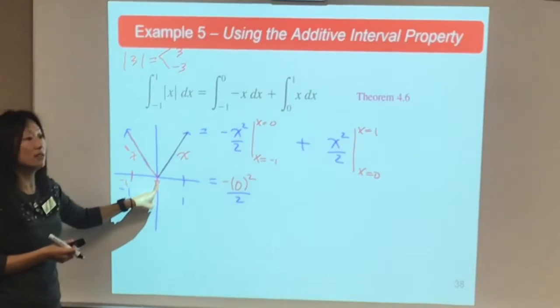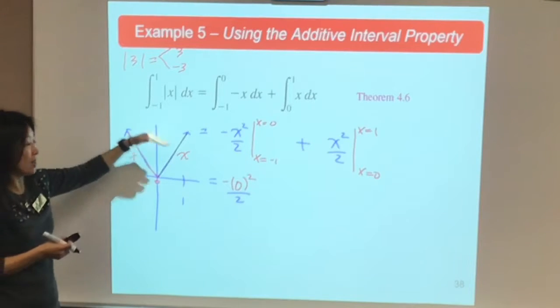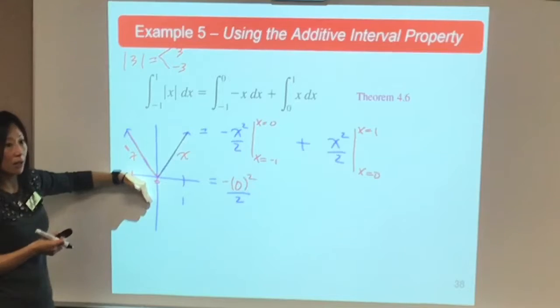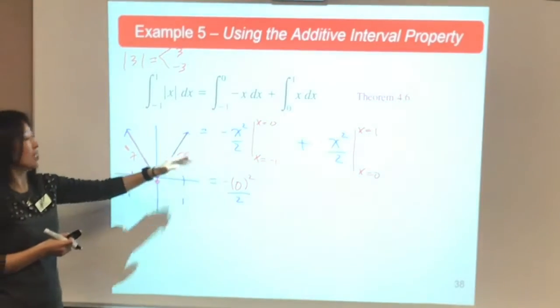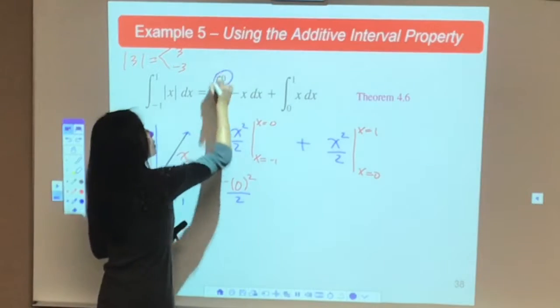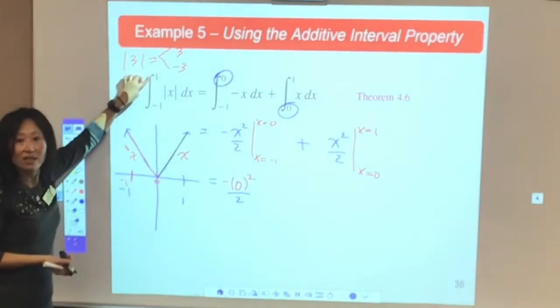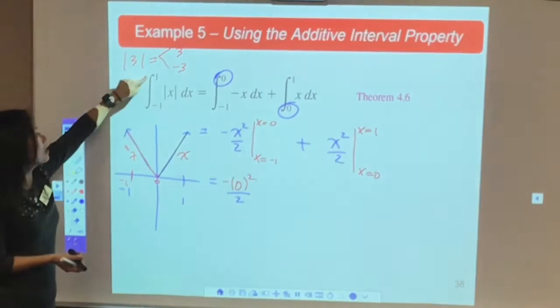Middle point is what? 0. Because 0 is where you change your slope. From negative 1 to 0 is what? Negative 1. From 0 to 1 is what? Positive 1 slope. Are you with me, class? So we figured out which number. Negative 1 and 1 is given. We're gonna use whatever number they gave me, lower limit and upper limit.